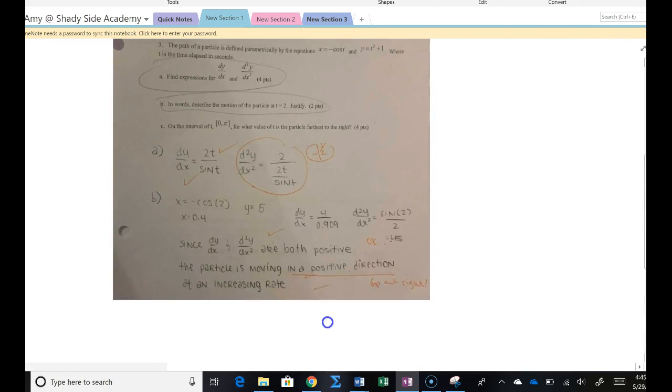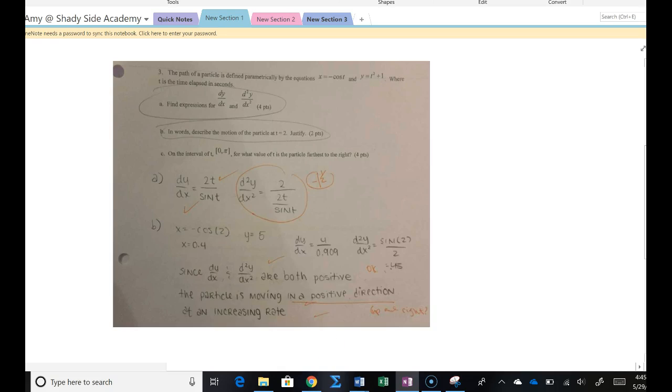All right, here's your test question. This one, let's take a look at what you did. The path of a particle is defined parametrically by the equations this and this, where t is the time elapsed in seconds. Find expressions for dy/dx. Okay, great. So here's what you did wrong. d squared y by dx squared.